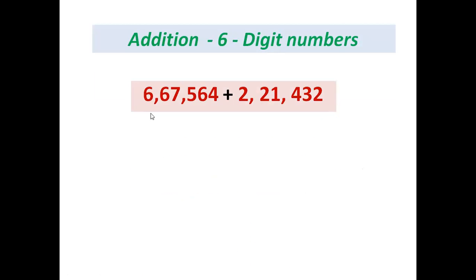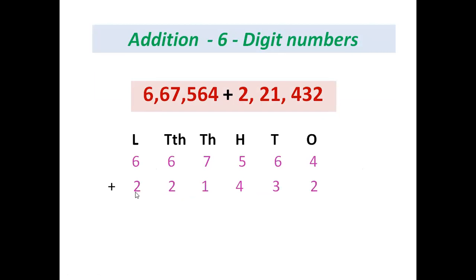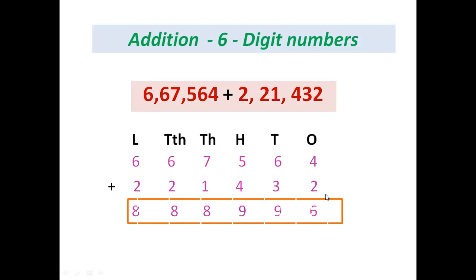Okay, now here you can see the highest place value is of lakh. So let's arrange it. 6,67,564 plus 2,21,432. What is the sum of these 2 addends?